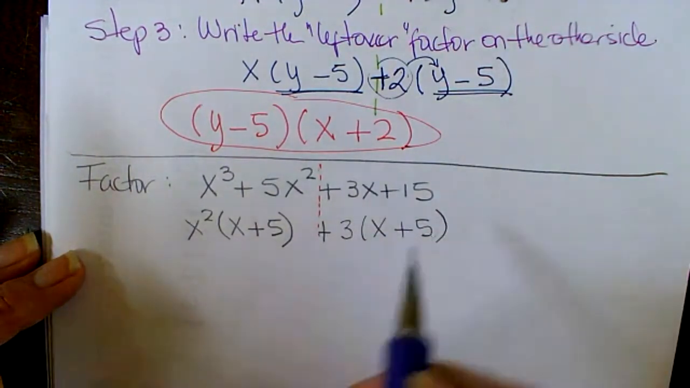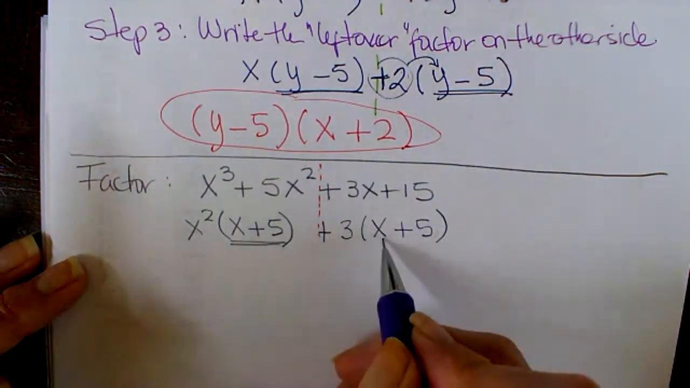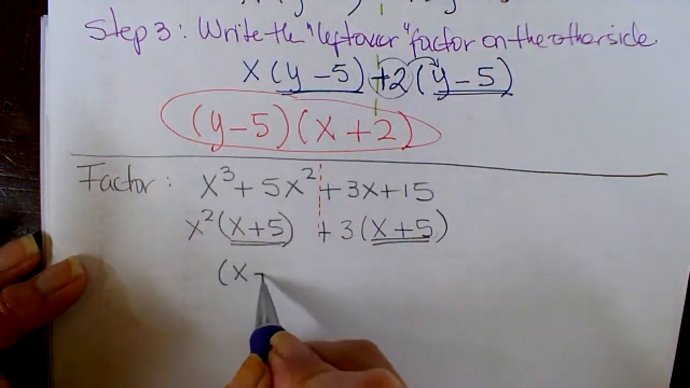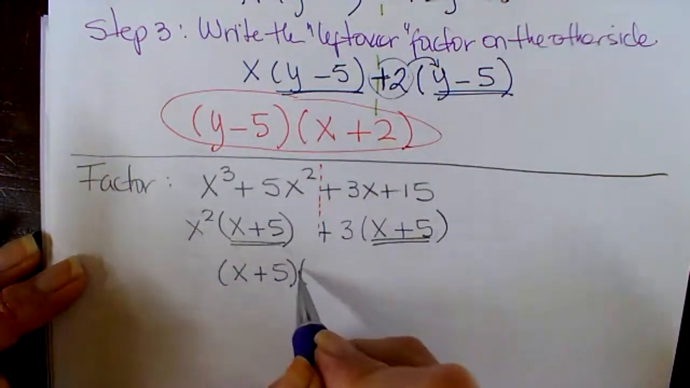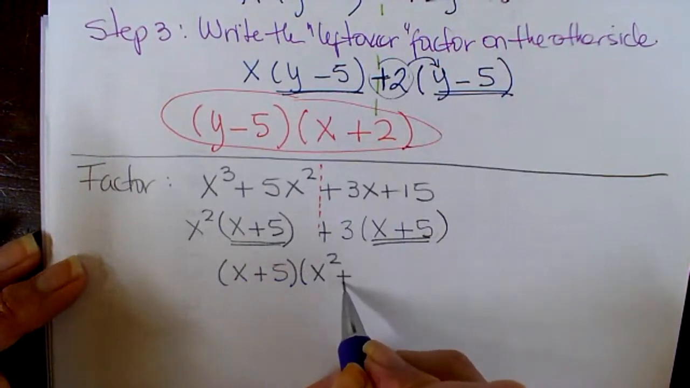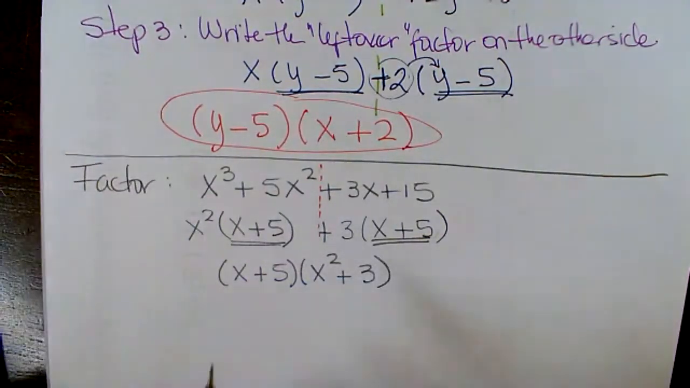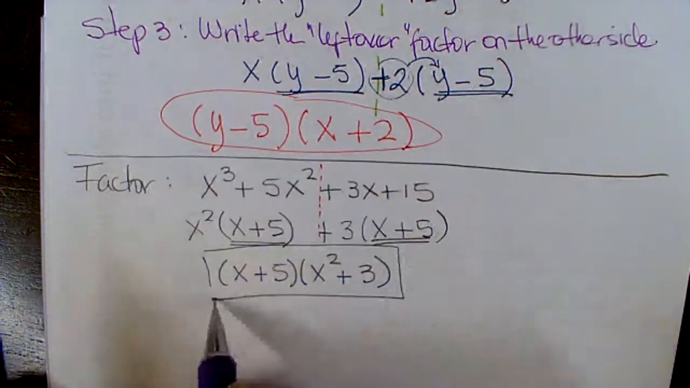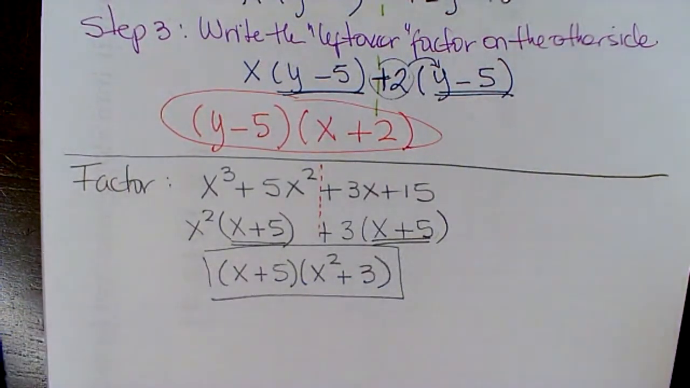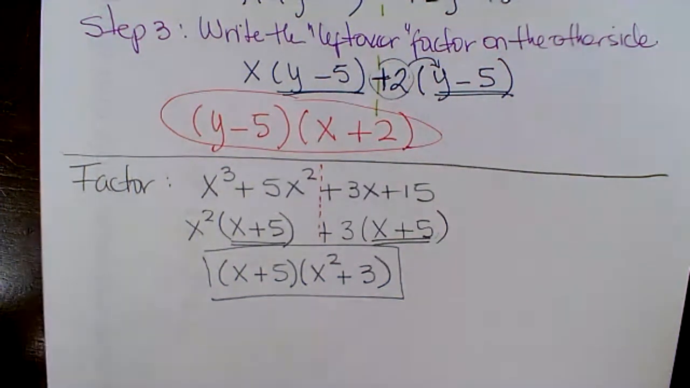This is fine because everything is positive. What is my greatest common factor here? X plus 5. What do I have left? X squared plus 3. And I just factored that polynomial by grouping. Go ahead and write it down. Let me know.